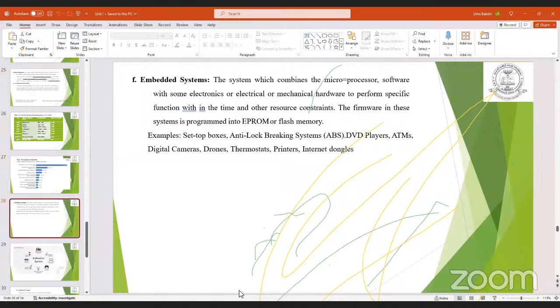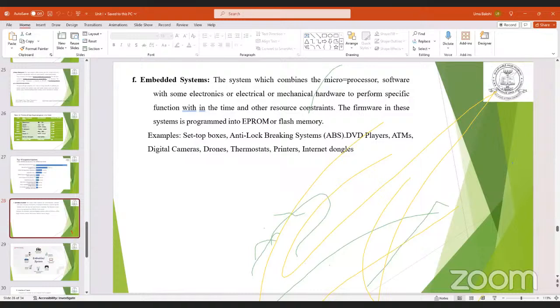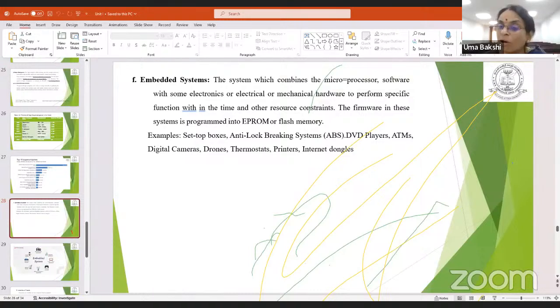Then comes embedded systems. That means microprocessor software with some electronic and electrical mechanical hardware will be there in the embedded systems. For example, your TV set-top box is an embedded system. The ATM where you withdraw cash is an embedded system. And anti-lock braking systems, you see in Volvo buses and all. Digital cameras, drones, thermostats, printers, internet dongles, wherever you want, you can take it. These are some of the examples of embedded systems.